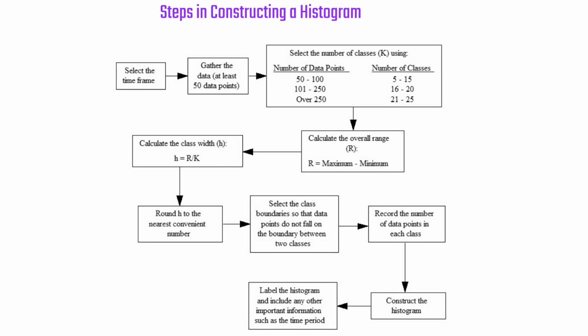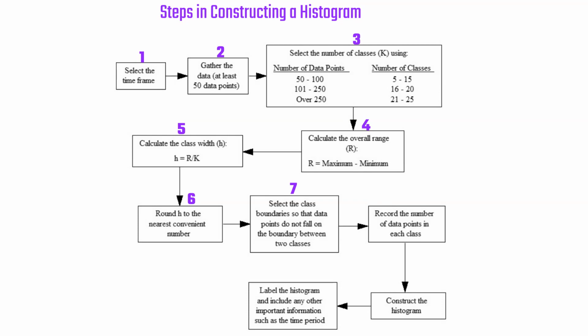So what are the steps in constructing a histogram? Well, this is the manual method of doing it. We're going to show how to do it in SPC for Excel software in just a second. But you select the time frame, gather at least 50 data points. You select the number of classes you have, how many bars you have. That's based on the number of points. Calculate the overall range as the maximum minus the minimum. Then you calculate the class width by taking that range and dividing by your number of classes.